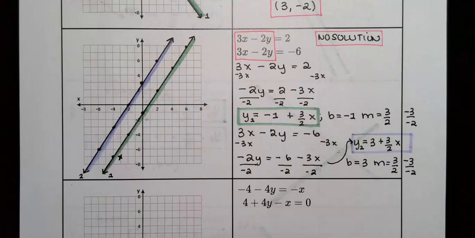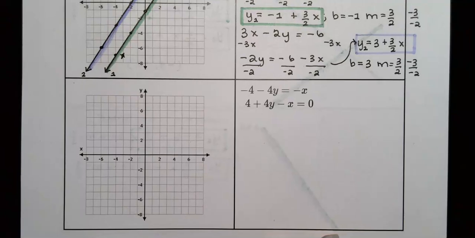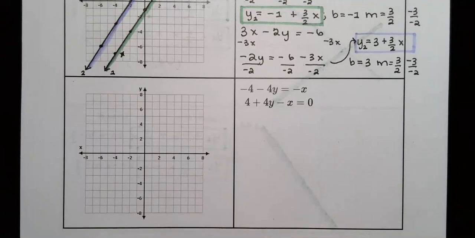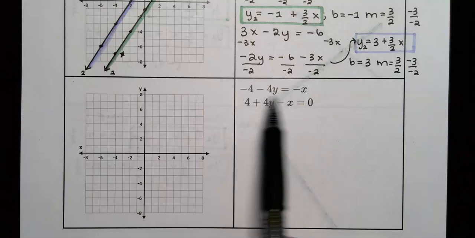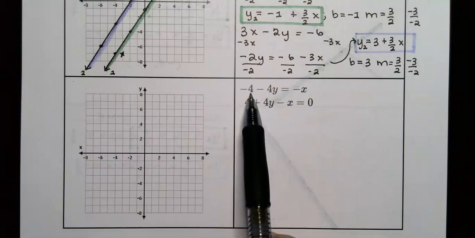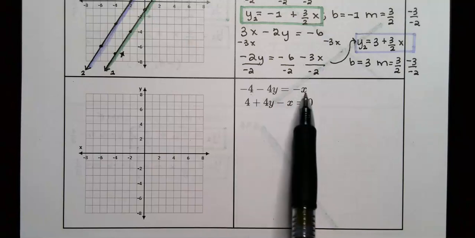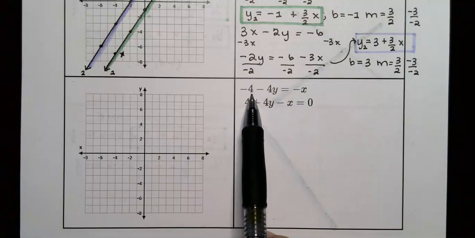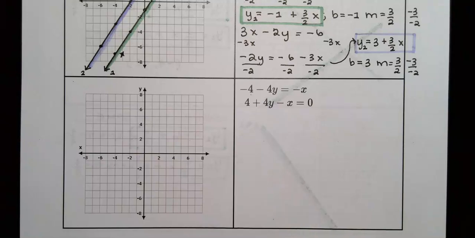All right, so let's look at the last one here. Notice that this one is not in any particular order, but the thing that does stand out to us on these two equations is that the y is not by itself. So in order for us to be able to graph something, the y has to be by itself so we can pull out the slope and the y-intercept. So if we're looking at the first one right here, notice that we have to get rid of this negative 4. The x is already on the other side, but we still need to get rid of the negative 4 so the y can be by itself.